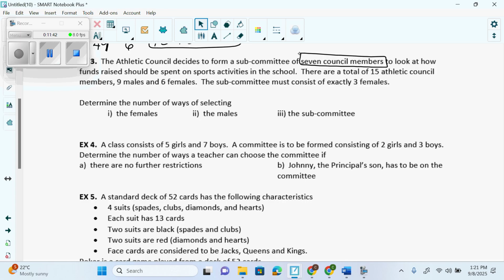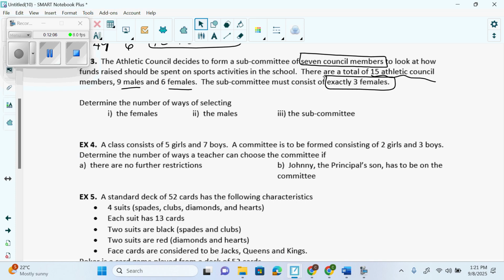7 council members to look at how funds raised should be spent on sports activities in the school. There are 15 athletic council members, so there's 15 total, of which 9 are males, 6 are females, and the subcommittee must have exactly 3 females. Is there any jobs on this subcommittee? Did it list anything different? No. So we know that it is a combination, okay?